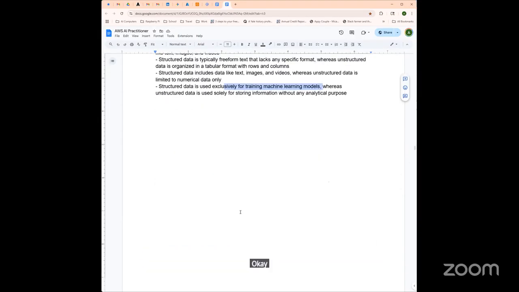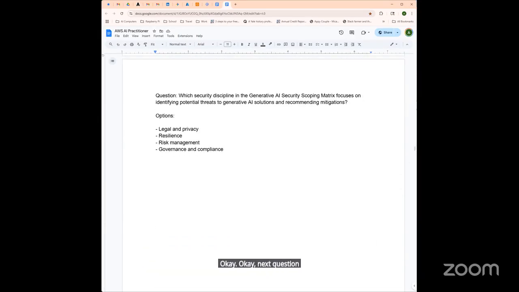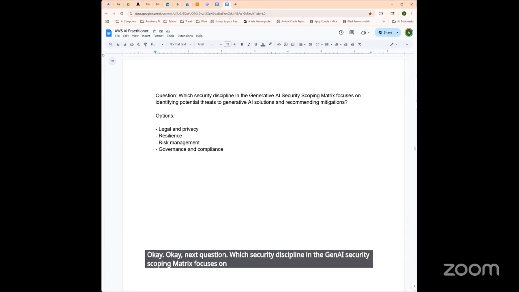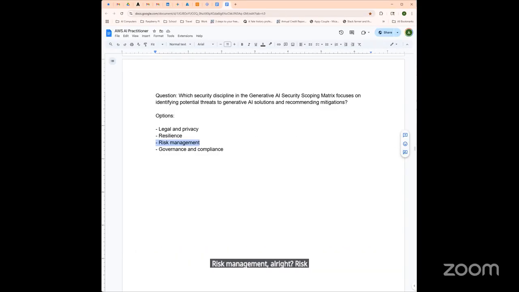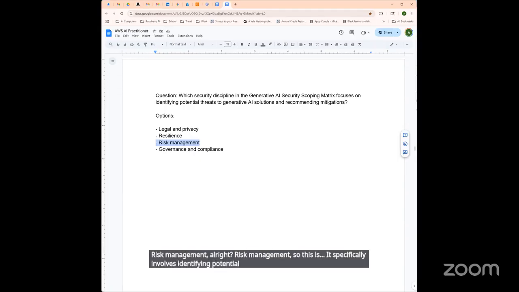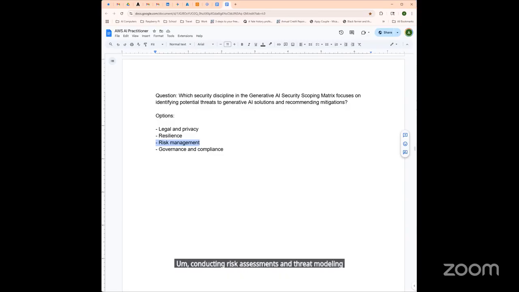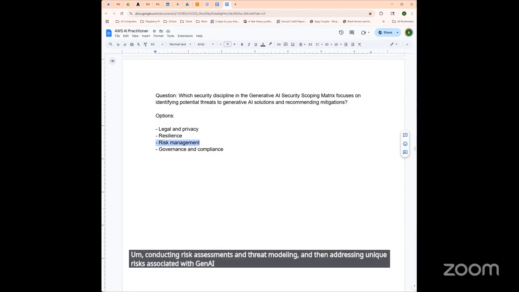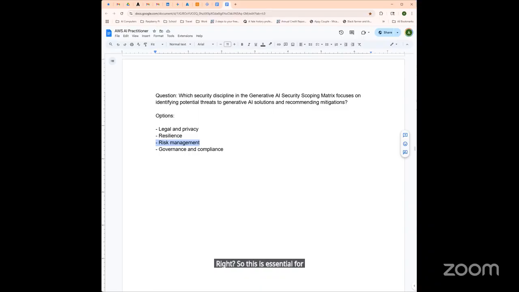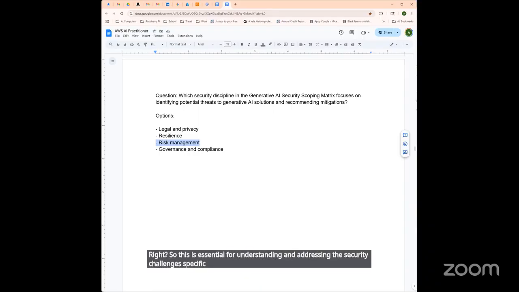Okay. Next question. Which security discipline in the Gen AI security scoping matrix focuses on identifying potential threats to Gen AI solutions and recommending mitigation? Risk management. It specifically involves identifying potential threats to Gen AI, recommending mitigations for those identified risks, conducting risk assessments and threat modeling, and then addressing unique risks associated with Gen AI workloads, right? So this is essential for understanding and addressing the security challenges specific to Gen AI implementations.